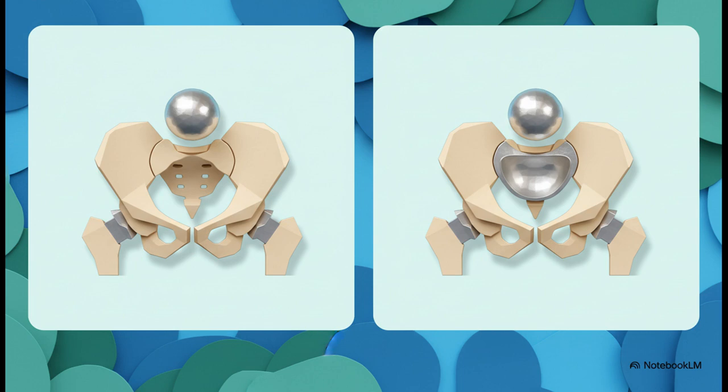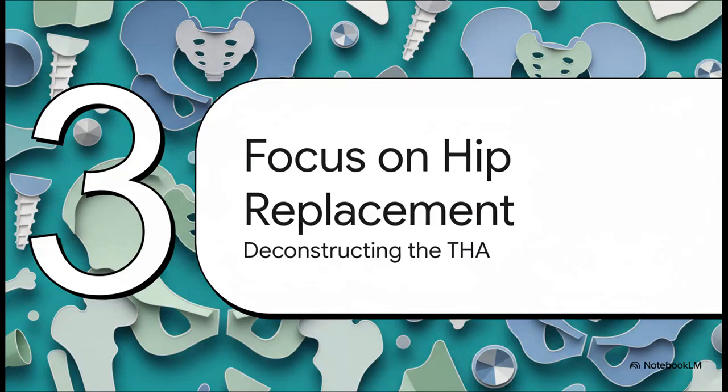All right, let's take these concepts and see how they play out in one of the most common replacements, the hip. We're going to deconstruct the total hip arthroplasty, or THA, and look at its components and, just as importantly, how we fix them in place.